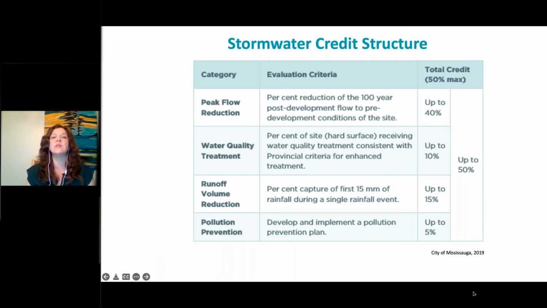So Mississauga's stormwater credit program is based on 4 different categories. Different best management practices fall into different categories, and you get up to a maximum of a certain percentage in each category. Some best management practices might fall into more than one category, so you are allowed to double dip, if you will. But the total credit that you can receive is 50% off your stormwater charge. And again, this is for those institutional, commercial, industrial properties.